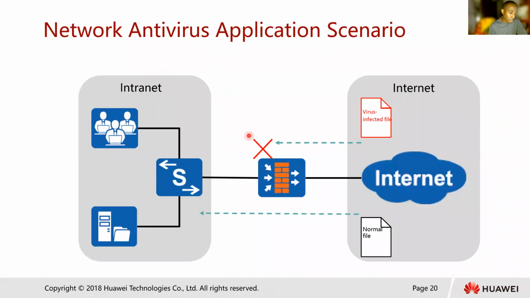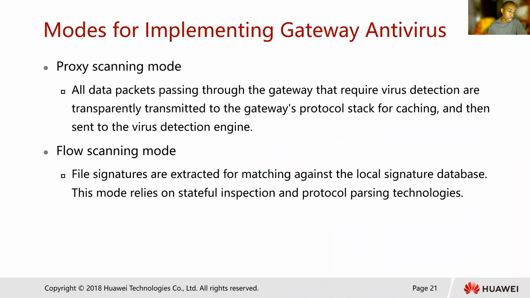In a network antivirus, there is an application scenario. Internet users can access the internet and need to frequently download files, so they need to know that the files they download are not infected by viruses. Servers deployed on the internet also need to frequently receive files, so they need to know that the files they're receiving from the internet are not infected.